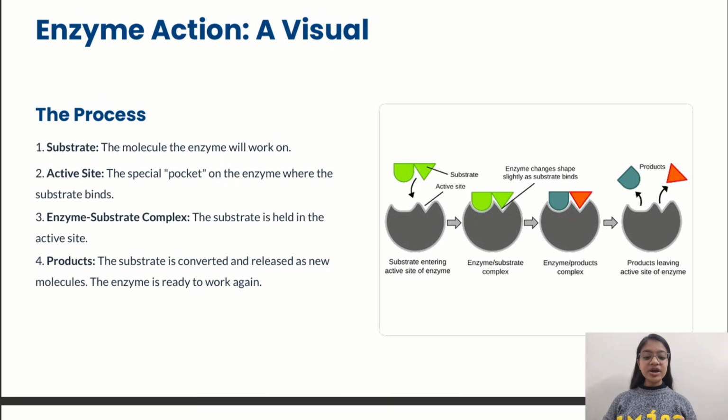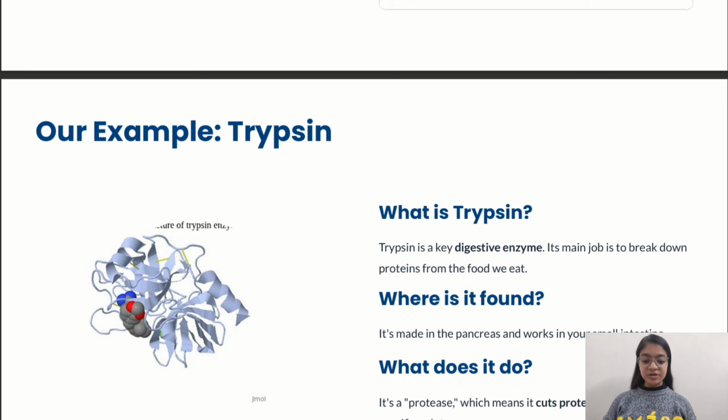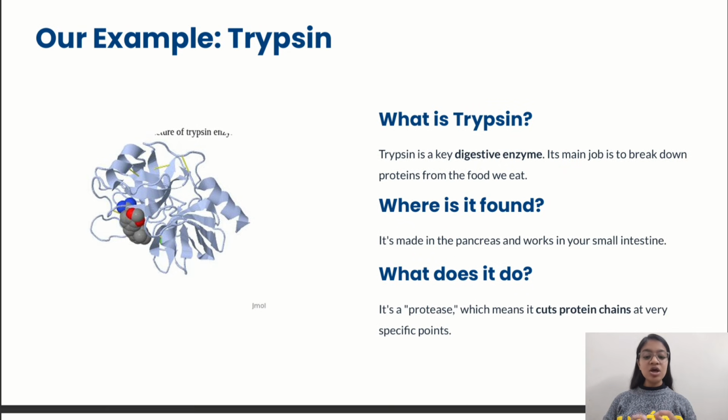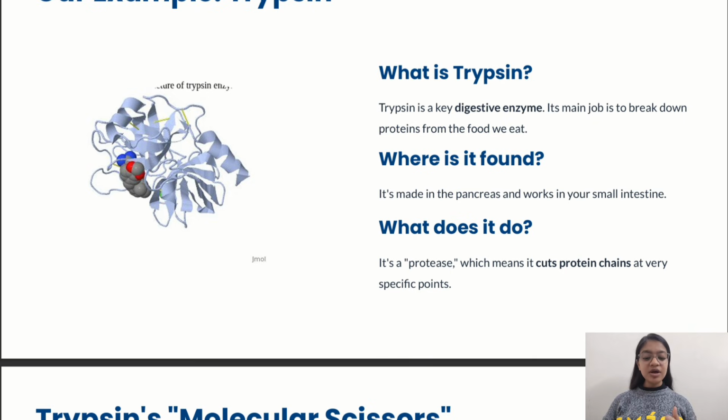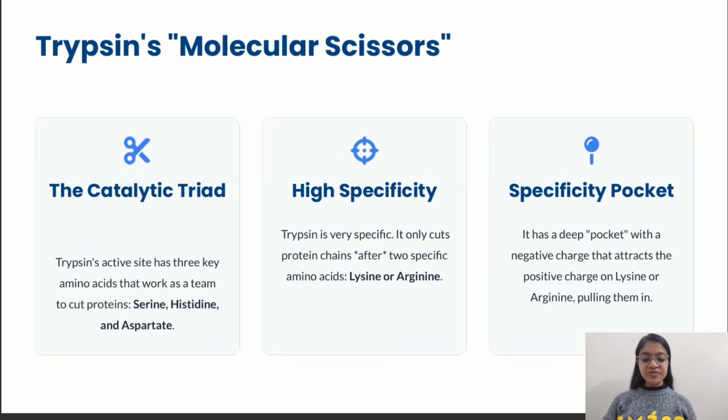Now, let's look at a specific example, trypsin. Trypsin is an enzyme produced by the pancreas and released into the small intestine. Its function is to digest long protein chains from the food we eat. Proteins are massive, complicated structures, and our body can only absorb them after they are broken down into smaller units, peptides. Trypsin is the surgeon that makes the precise cuts.